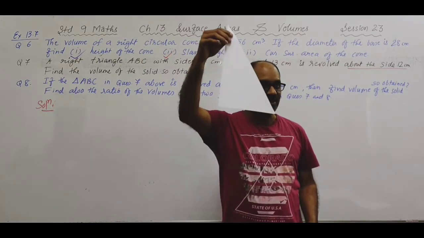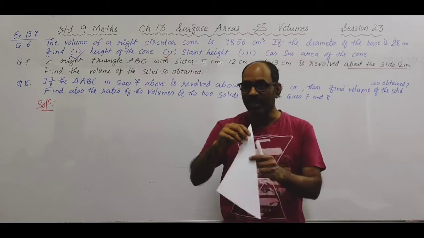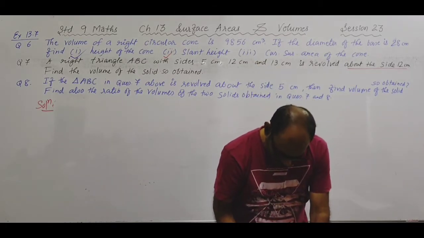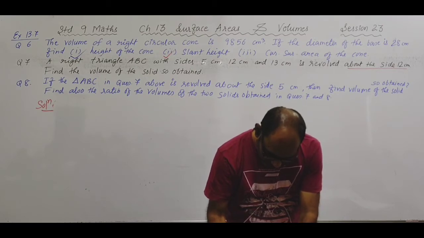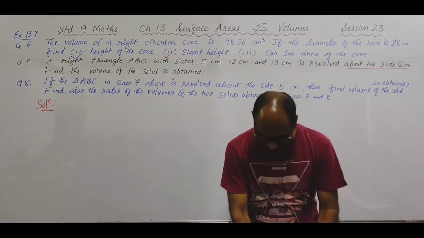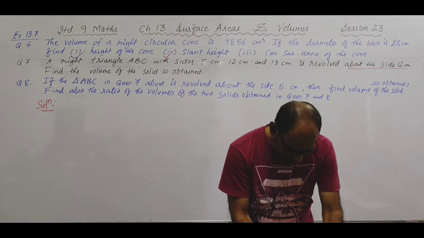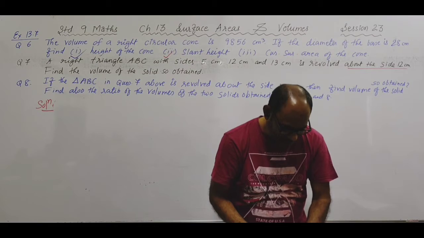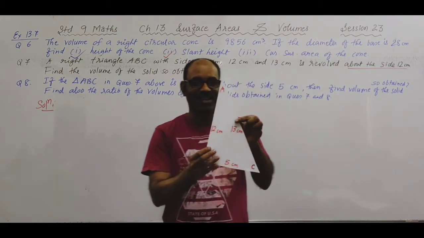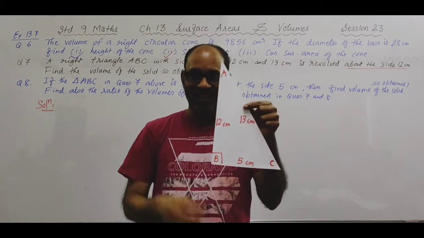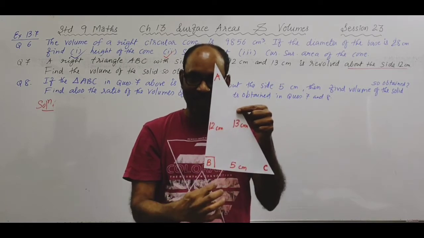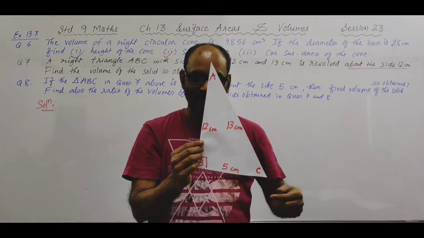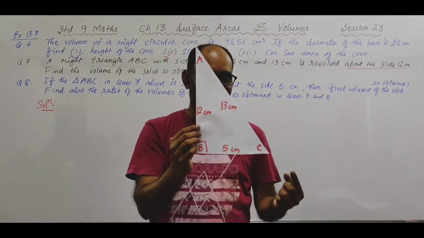Here I've got a right triangle ABC. This is A, let's say this is B, and this one is C. I'll show you children with 13 centimeter, 12 centimeter, and 5 centimeter. Can you see? Here is the right triangle A, B, C. B is the right angle. Now how much is AB? How much is the hypotenuse AC? And how much is the base BC?